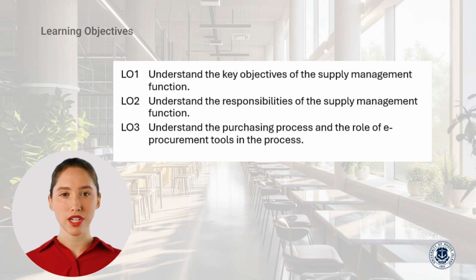By the end of this chapter, you should be able to understand the key objectives of the supply management function, identify and explain the major responsibilities of supply management, and understand the purchasing process end-to-end, including how e-procurement technology enables accuracy, speed, and transparency. These learning objectives will guide how we interpret purchasing, not just as a transactional activity, but as a strategic capability for competitive advantage.